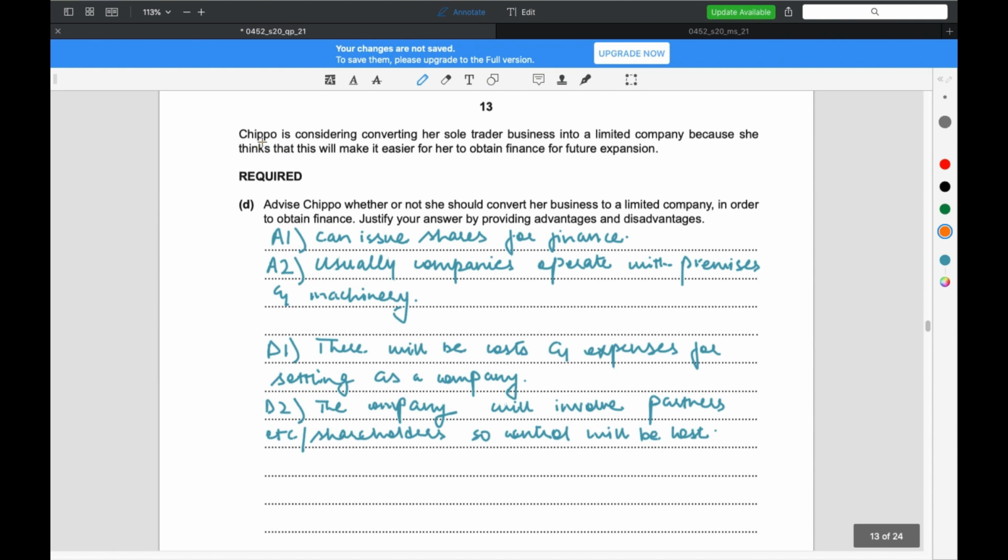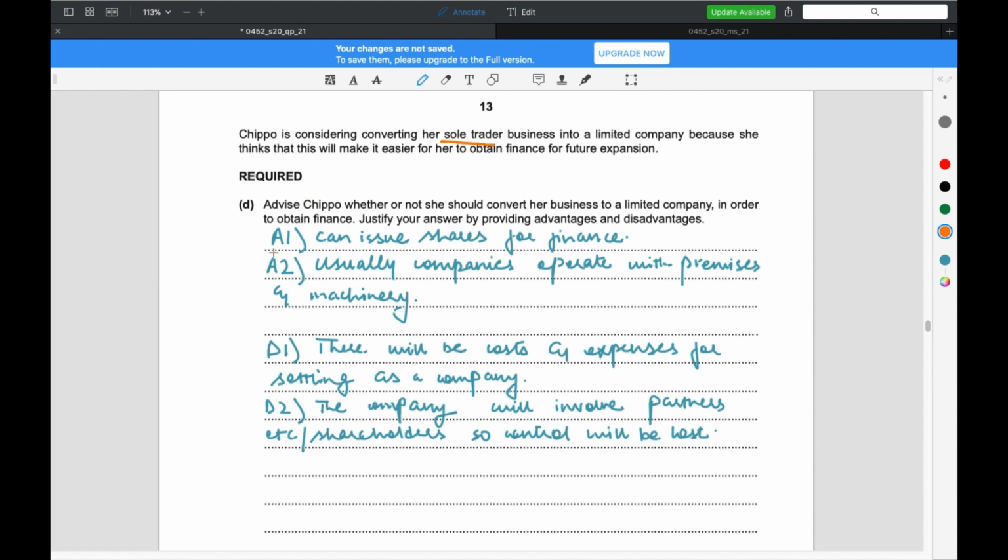Okay, in part D, he says Chippo is considering converting her sole trader business into a limited company because she thinks that this will make it easier for her to obtain finance for future expansion. In part D, advise Chippo whether or not she should convert her business to a limited company in order to obtain finance, and justify your answer. So, like I said, it was pretty awkward for me to find that Chippo is operating a manufacturing business as a sole trader, because that doesn't really happen. If you have a factory and you have machinery and all that good stuff, then you technically should be a limited company because it is a big deal, right?